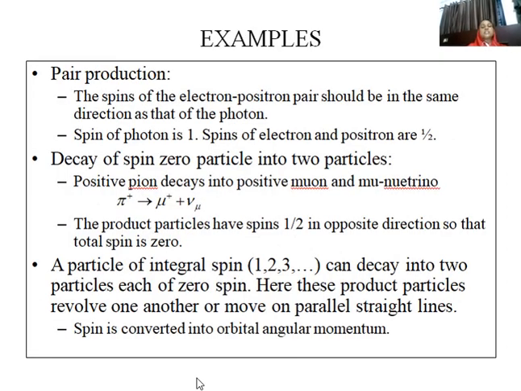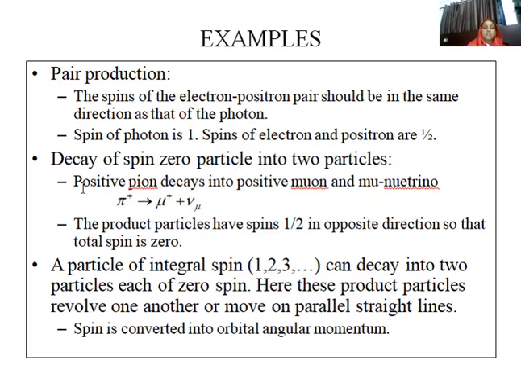Now we will discuss certain examples. One example is pair production. Here, as all of you know, the photon is converted into an electron-positron pair. The spin of the photon is 1. Therefore, the spins of the electron and positron are 1/2, such that the total spin is 1.